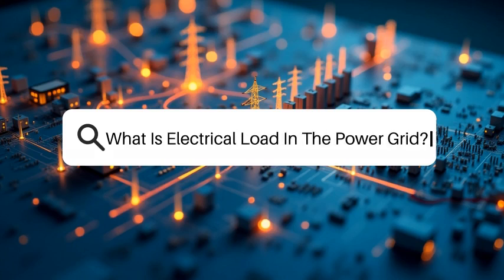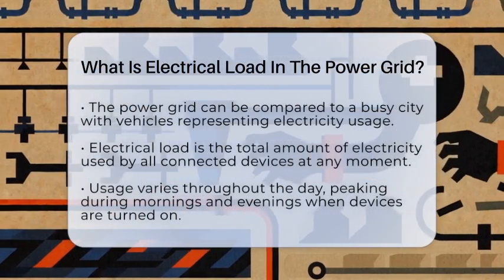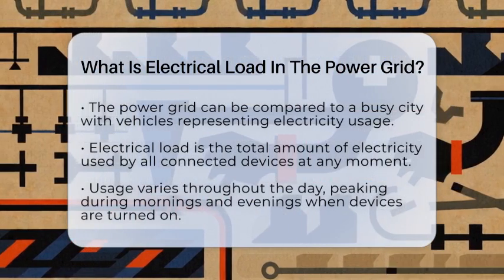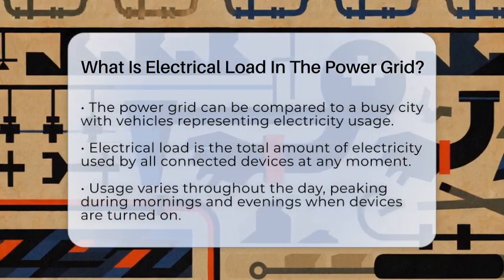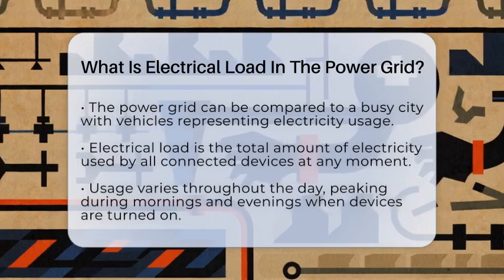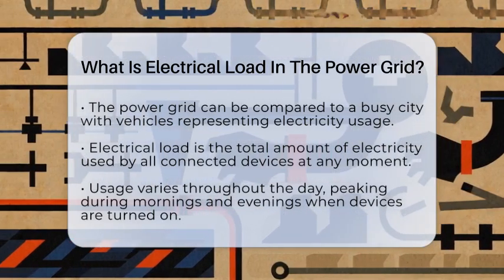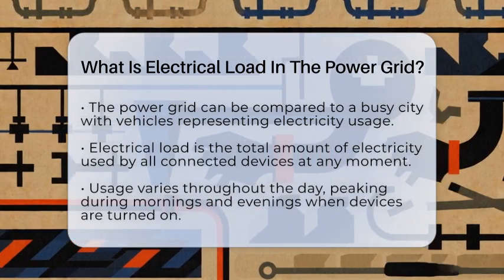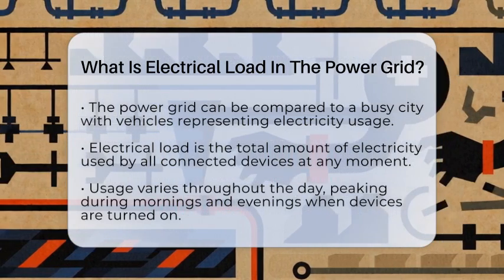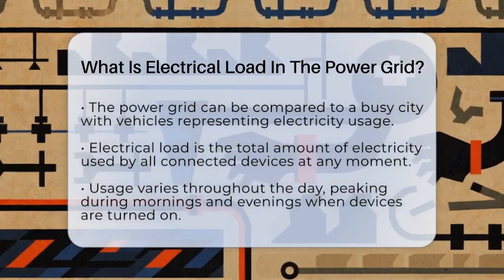What is electrical load in the power grid? Imagine a busy city at rush hour. Cars, buses, bikes all moving, stopping, and starting. Now, think of the power grid as that city and the electrical load as all the vehicles on the road. It's the total amount of electricity that everyone connected to the grid is using at any moment. This includes everything from your home appliances to large factories and office buildings.